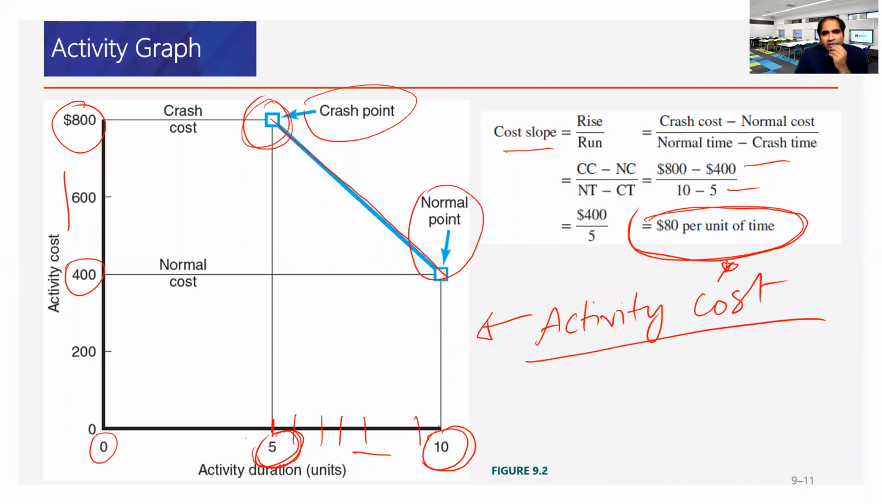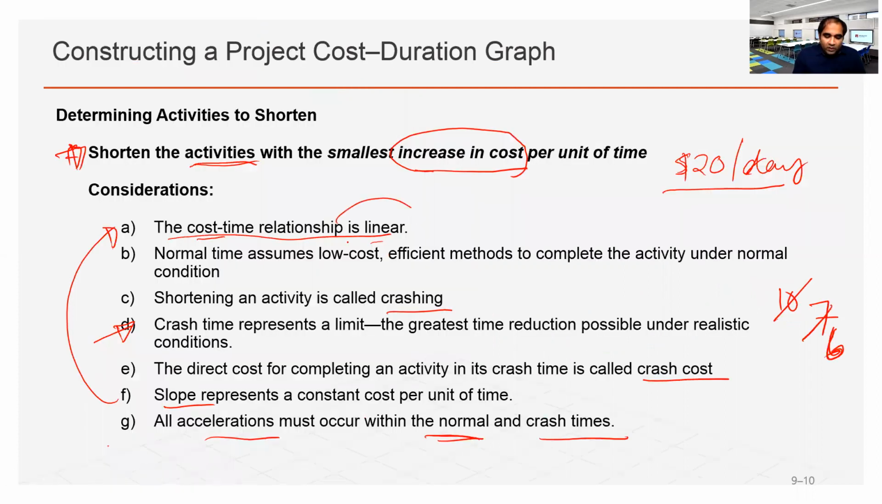Can the cost-time relationship be non-linear, like for crashing 2 days, 4 days? With this approach, we are assuming that it is linear. This is one of the considerations of this approach. But in real life, it's not linear.